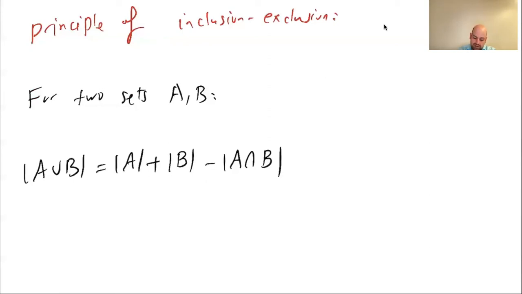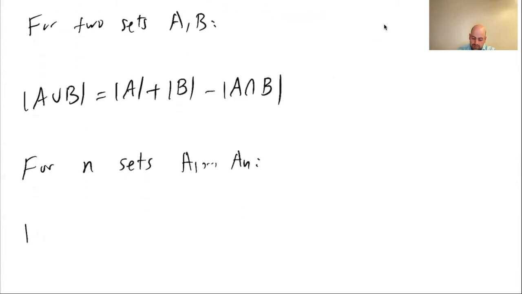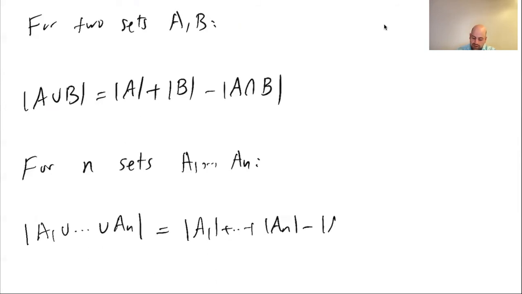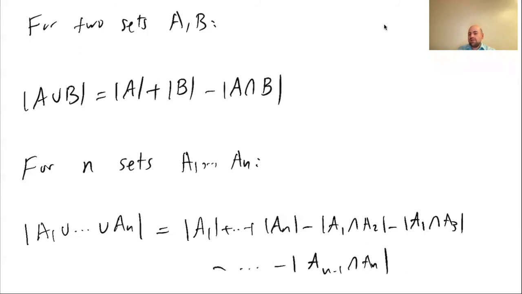So this is for two sets, and for n sets, the number of elements in A1 union through AN is equal to the number of elements in A1 plus through the number of elements in AN. Then we have to subtract A1 intersection A2, A3, and all the way to A(N minus 1) intersection AN. So we have to again exclude.